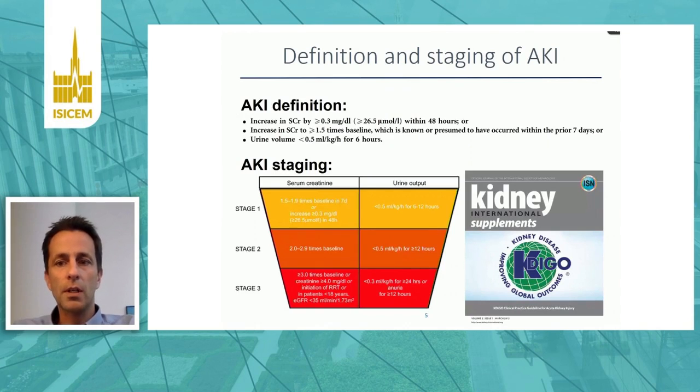You all know the KDIGO definition. This definition is based on changes of the serum creatinine and/or urine output. However, both functional biomarkers have several limitations. The serum creatinine has a low sensitivity because the serum creatinine levels only increase if more than 50% of the GFR is lost, and the urine output has a low specificity because it can be influenced by several factors.